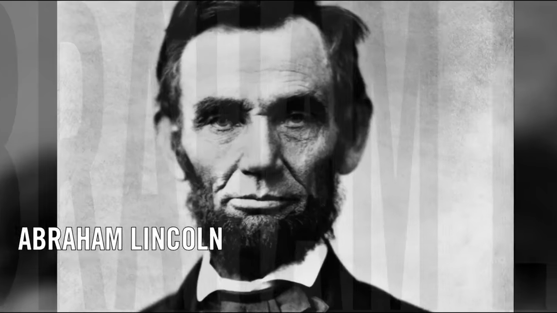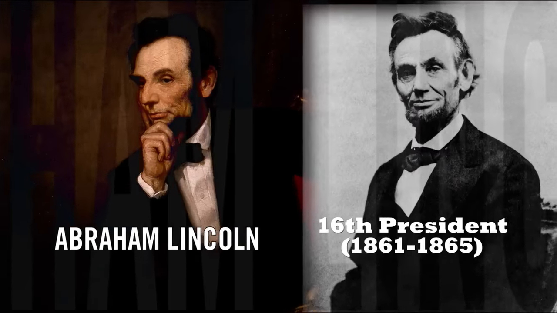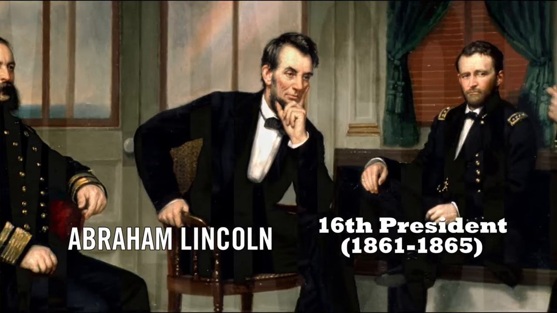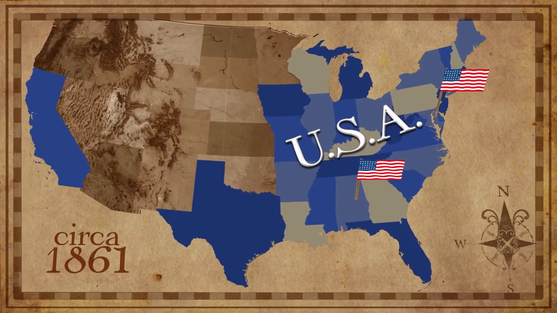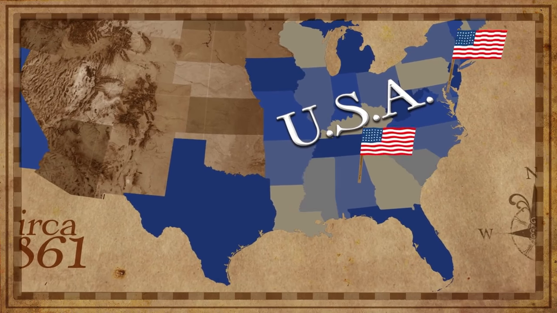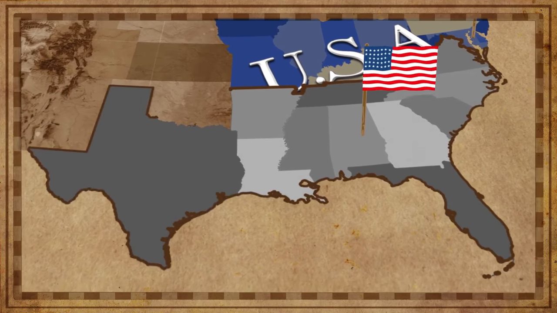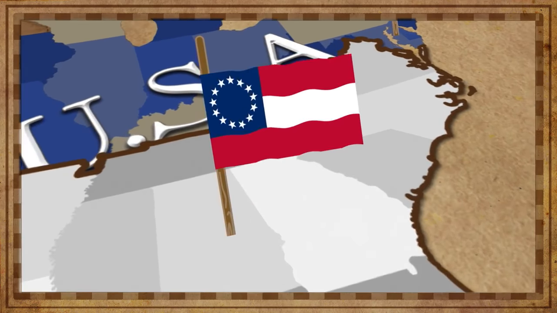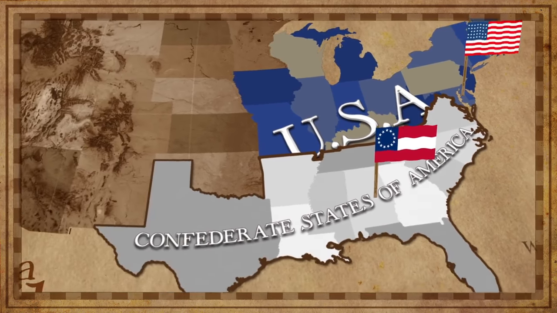The final straw came when Abraham Lincoln was elected president in 1860, the first president from the Republican Party. Although Lincoln tried to reassure the slave states that he wouldn't try to bring an immediate end to slavery, they didn't believe him. One by one, they seceded from the Union, announcing that they were no longer part of the United States of America. They organized themselves into the Confederate States of America and claimed that they were an independent country.